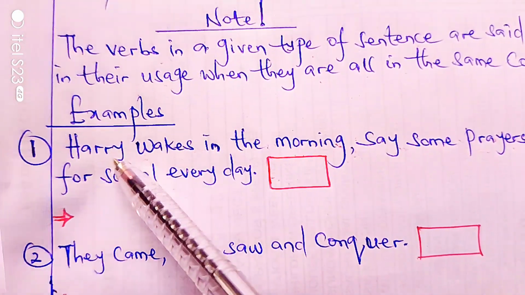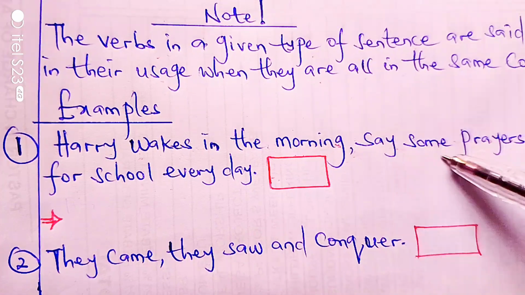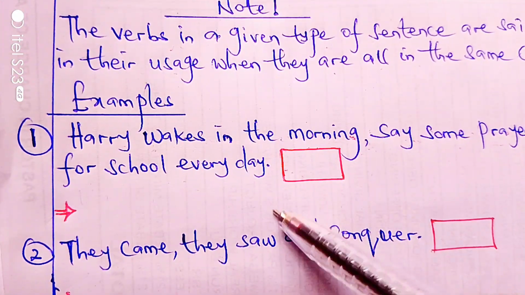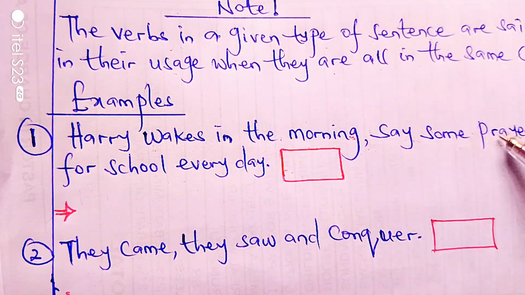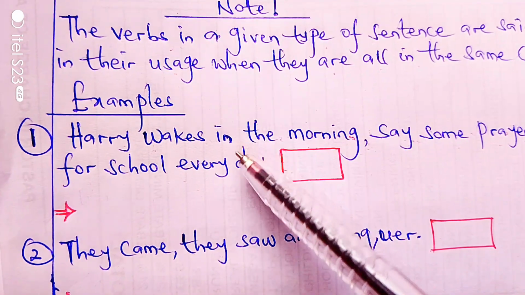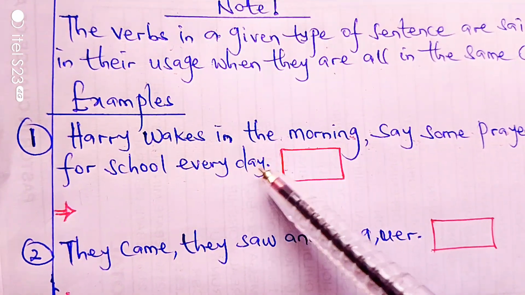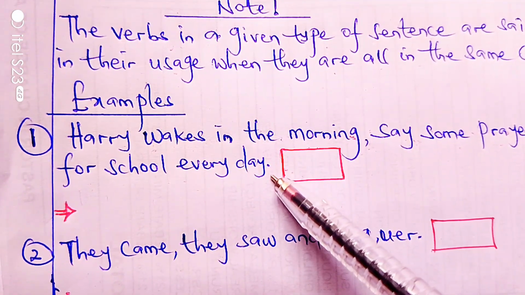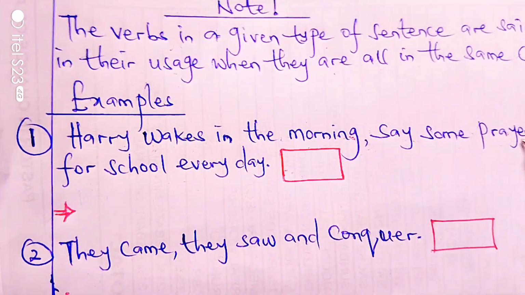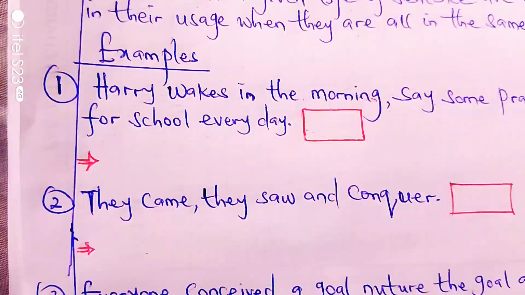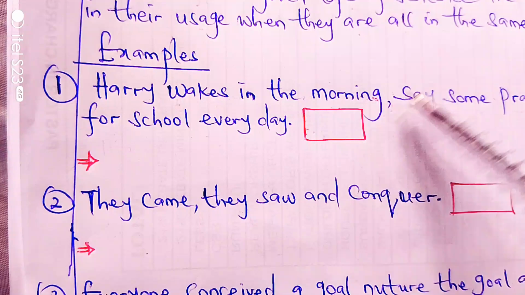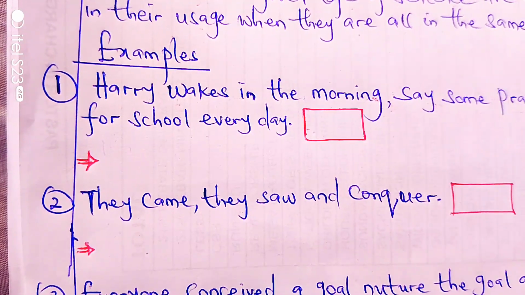Number one, Harry wakes in the morning, says some prayers, and leave for school every day. When you look at this, we have a couple of sentences combined together. This sentence here is a multiple sentence. So when you look at this, Harry wakes in the morning, comma, Harry says some prayers, and Harry leave for school every day. But probably Harry was not mentioned in other parts of the sentences.